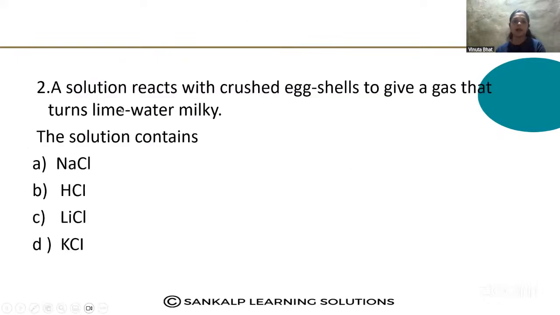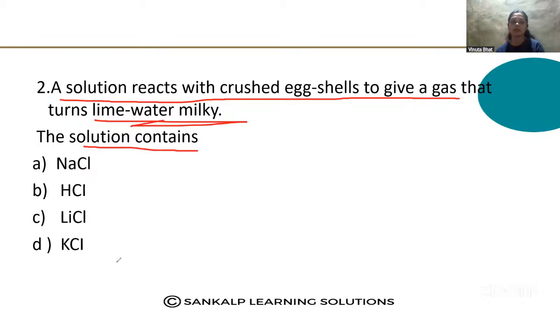Next question. A solution reacts with crushed eggshells to give a gas that turns lime water milky. The solution contains what? Here, which one does the solution contain? What is the answer for this question?